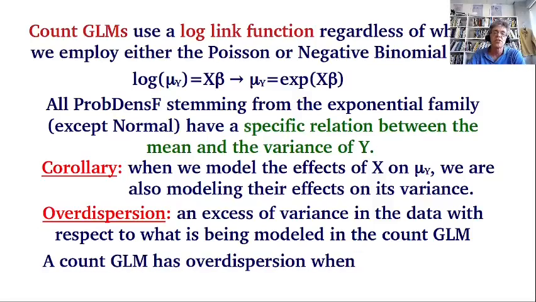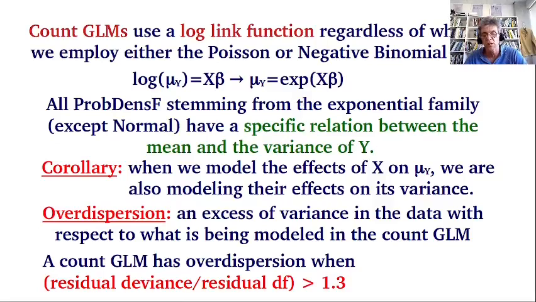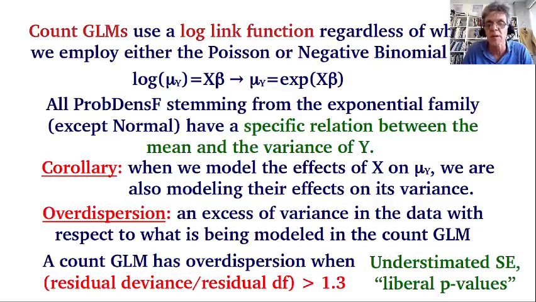A count GLM has overdispersion whenever there is a criterion, which we are going to see later on how to calculate, whenever this criterion of the residual deviance divided by the residual degrees of freedom is greater than 1.3. This 1.3 is a matter of convention. It doesn't come from any theory or any substantial statement from the statistical theory. So whenever we have overdispersion and we don't model it, what happens is that we underestimate the standard error, and we tend to have liberal p-values. That is, we tend to call as statistically significant things that are not.